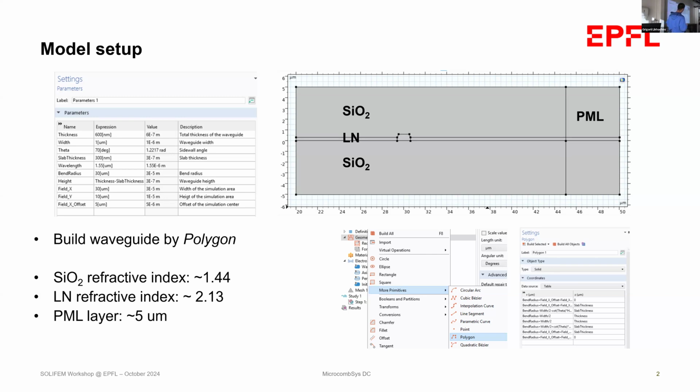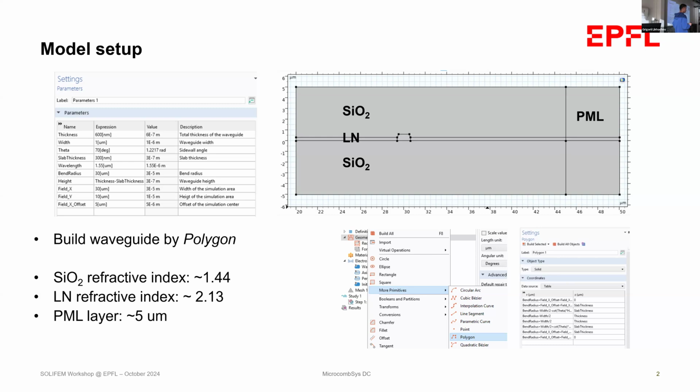And here, I only use the PML layer on one side, because when we simulate the bending loss, the mode will leak in this direction. So we don't need the absorption layer in the other directions. Here I just list all the parameters that you may need for these simulations, or you may need to construct these structures. And here I just show it.